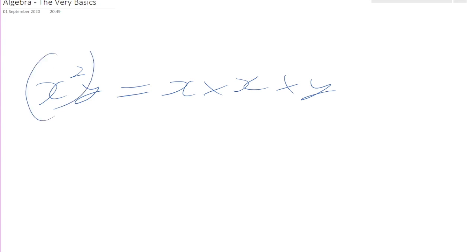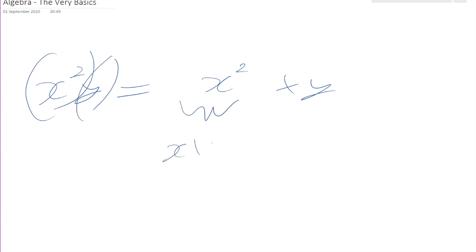Watch out if you have expressions like this, x squared y. This means x times x, that's the x squared bit, times y. If you're ever unsure, always break it down. Well, I've got an x squared and I've got a y. They're multiplied together, so we've got x squared times y, and then I know the x squared is just x times x. So you can string them all together and you get x times x times y.